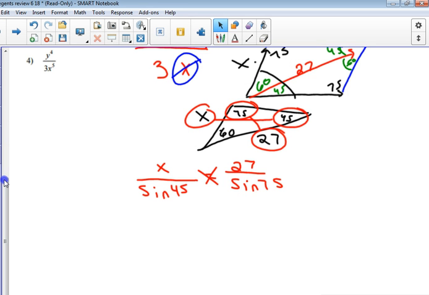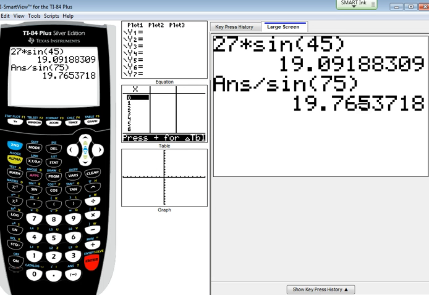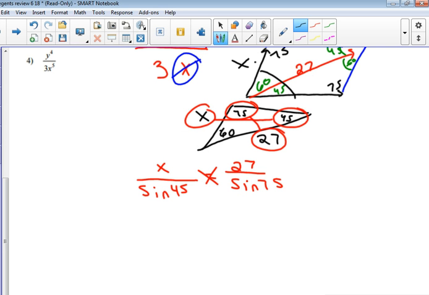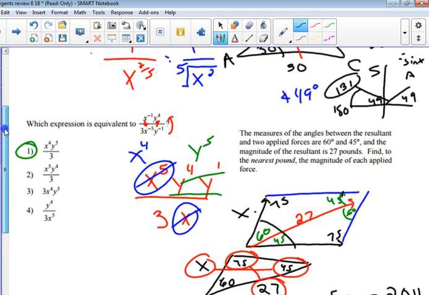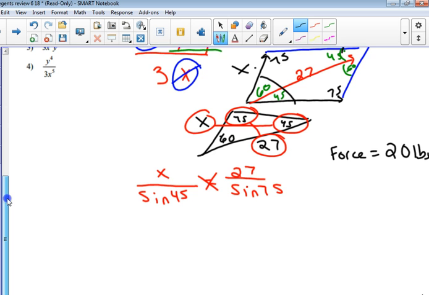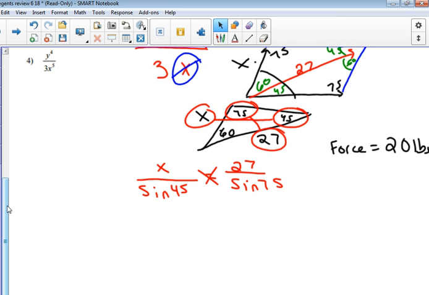Let's see. Where do they want you guys to round? Pound. Did you get 20? First one? Good. All right. Make sure you guys are reading carefully here. So 1 force equals 20 pounds. Now you have to make sure you answer the question. They want the magnitude of each force. So what do you guys think we need to do again? Yeah, write it again. So we know now this one's going to be 20.